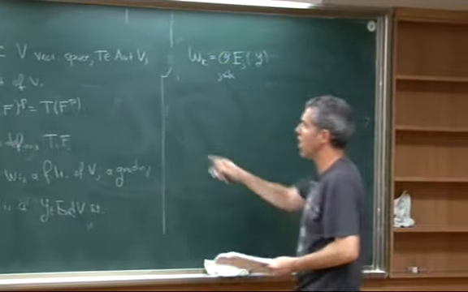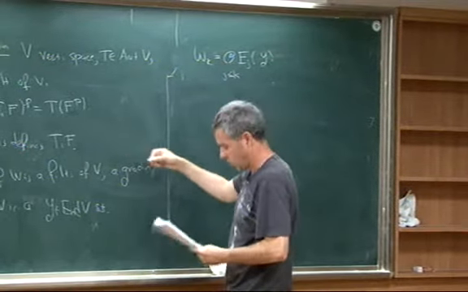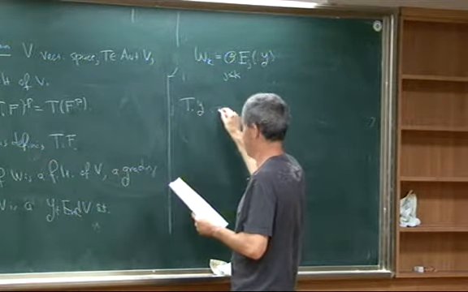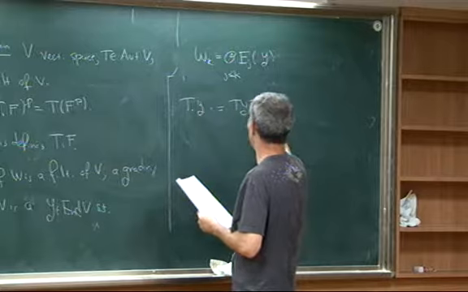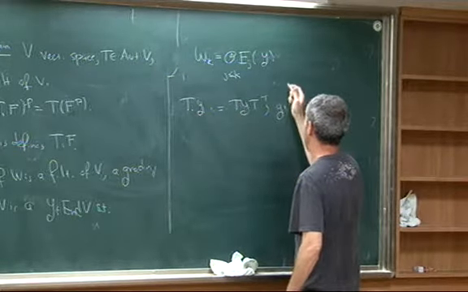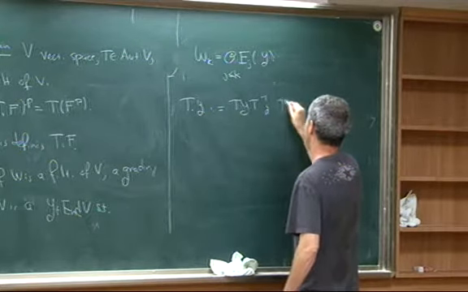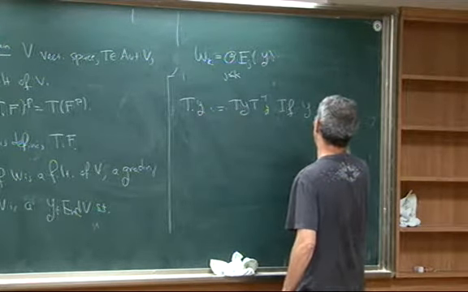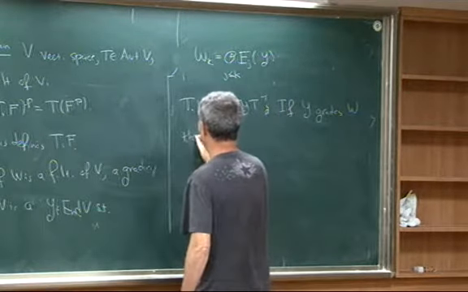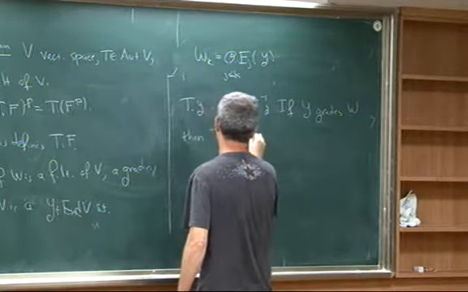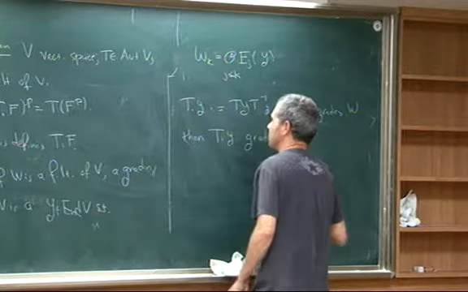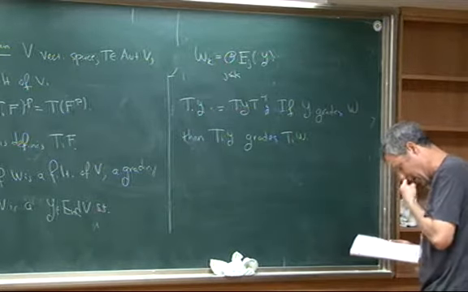And then an automorphism also acts on gradings. So T dot Y is by definition just T Y T inverse. And that grades T dot W. So if Y grades W, then T dot Y grades T dot W. So that's how it's set up.